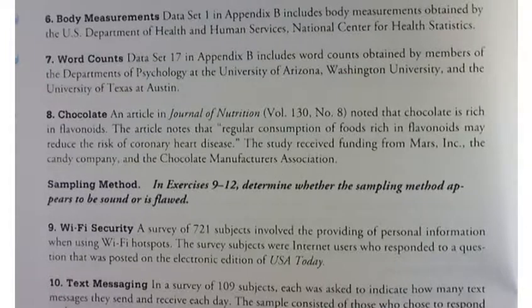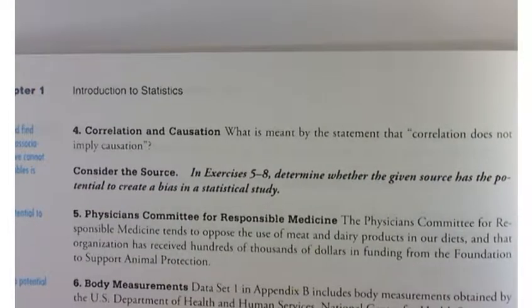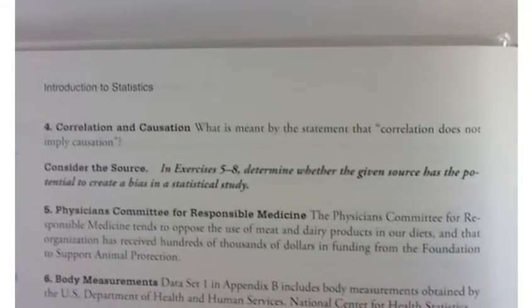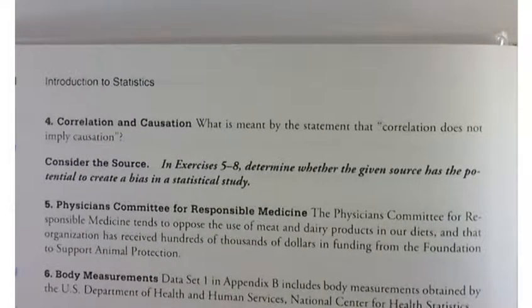More in the way of statistical thinking. There's a difference between correlation and causation, and let's take a look at that with respect to problem number 4. It says, what is meant by the statement correlation does not imply causation? Correlation means that two things kind of go together, like studying hard and good grades. They tend to go together. But causation is something different. Smoking causes lung cancer.